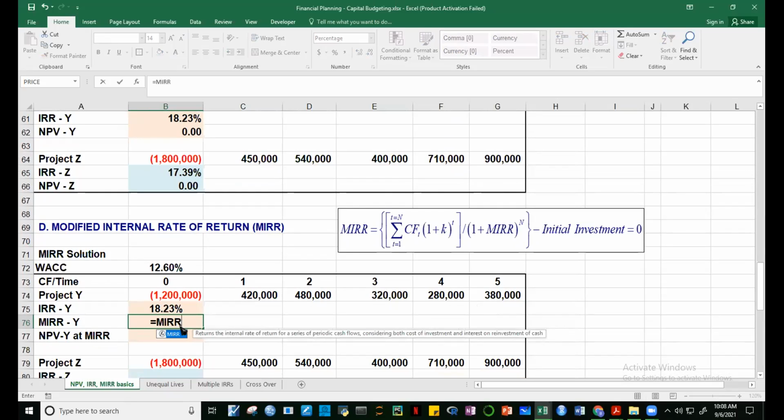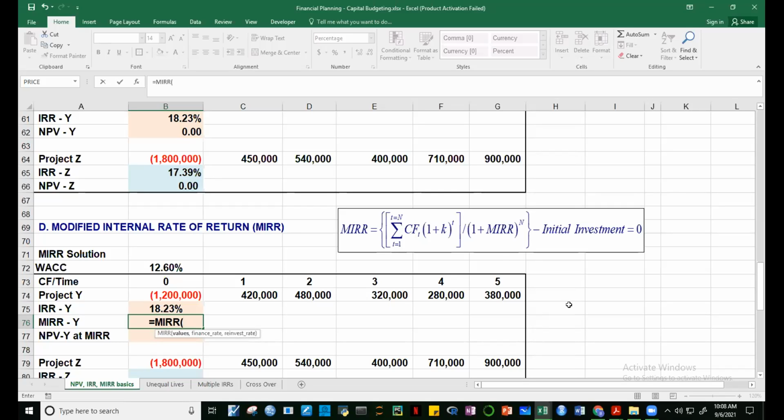So meron si Excel. Returns the internal rate of return for a series of periodic cash flow considering both costs of investment and interest on the investment of cash. Okay? So dito guys, ang ginagamit natin na finance rate, yung WACC, at saka yung reinvestment rate. Ang reinvestment rate na gagamitin natin dito, hindi yung IRR, but the WACC itself also. Okay, so let me show these things to you.